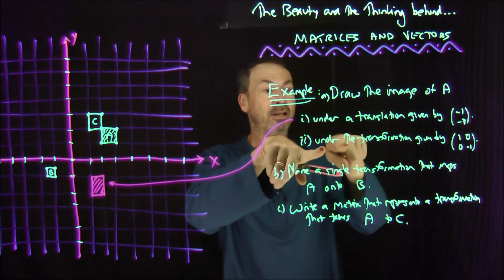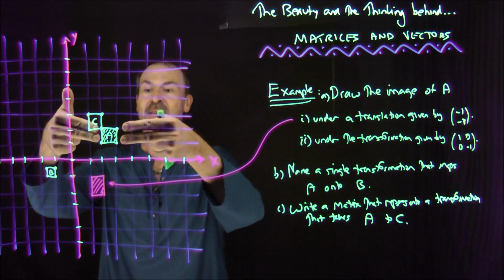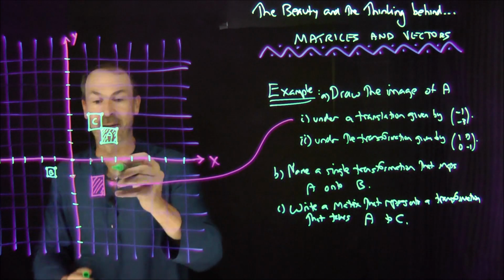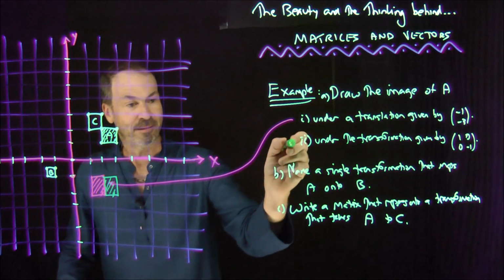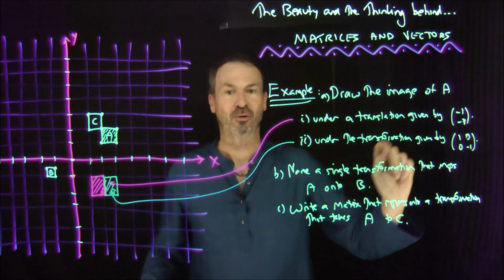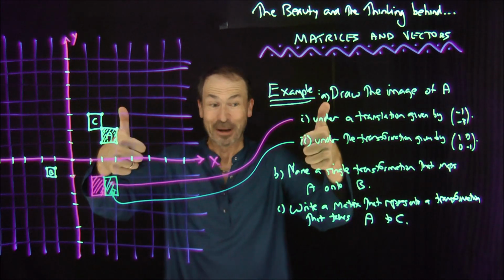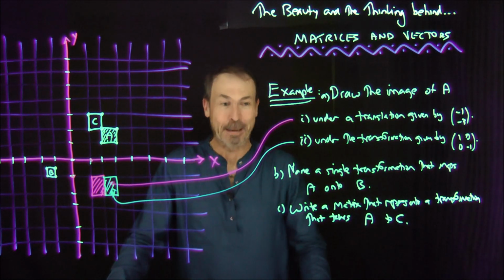So the image under the transformation given by B, this matrix here, is just a reflection of this about the horizontal line. So now the image is this one. There it is, bingo. That's the image of A under that matrix transformation. Great, so far so good. Did we get the same things? I hope so. All right, part B.